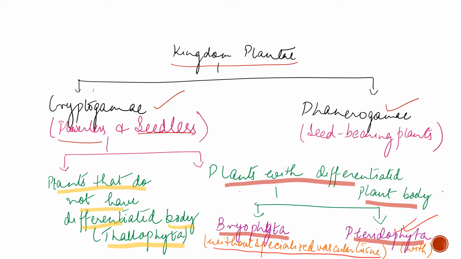Under that category we are dividing them again into two parts, that is Bryophyta and pteridophyta. So pteridophyta are having specialized vascular tissue, xylem and phloem. Just learn this flow diagram or tree diagram carefully so that you will get to know all the subparts and subkingdoms of the plant kingdom very easily. Now we are going to discuss Phanerogamae in the next slide. So let us move on to the next one.